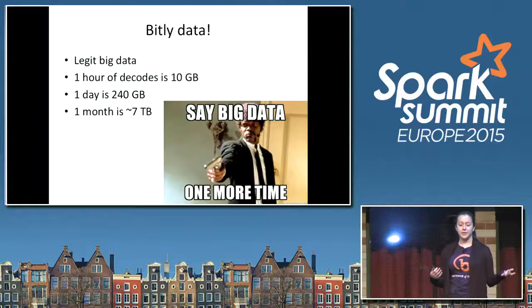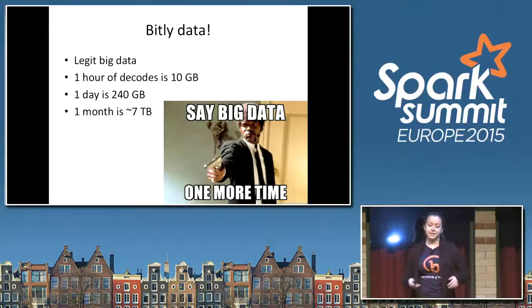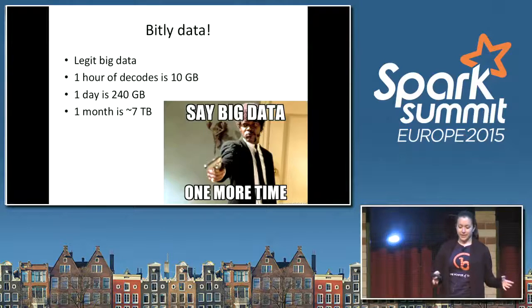So 1 hour of our decodes data, and when I say decodes, that's what we call our click data. So if you click on a bit.ly link, that's called a decode event. 1 hour of our decodes data is approximately 10 gigs, meaning that within a month we produce around 7 terabytes of data. So we were really looking for a solution to work with data at that scale relatively quickly.